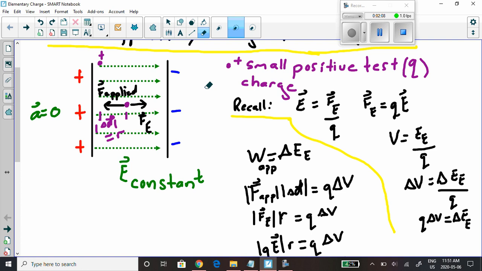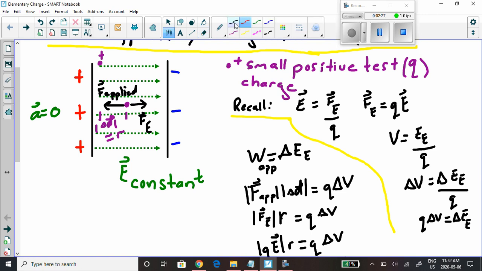So a few things I want you to remember from a while ago. The electric field was defined as the electric force per unit charge. That's how we defined it. You can go back and look in your notes. If we rearrange this equation, we get force electric is equal to Q, the charge, times the electric field.